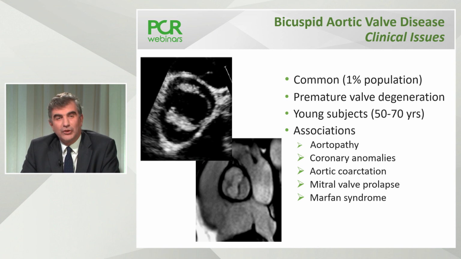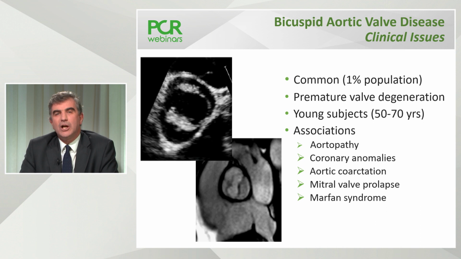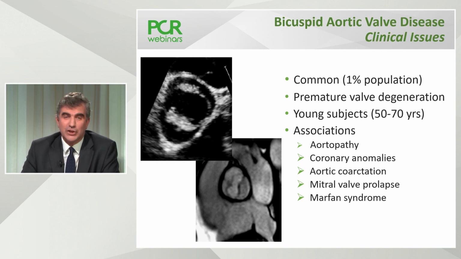We also need to remember as clinicians that bicuspid aortic valve is associated with many other anatomical variations in the cardiovascular system. There is frequent associated aortopathy with dilatation of the aorta, which can be a precursor to dissection. There is an association with anomalies of the coronary anatomy and left main stem aneurysm. There is an association with aortic coarctation and mitral valve prolapse, frequently seen in much younger patients. And we mustn't overlook the fact that there is a genetic association in subjects with Marfan syndrome.